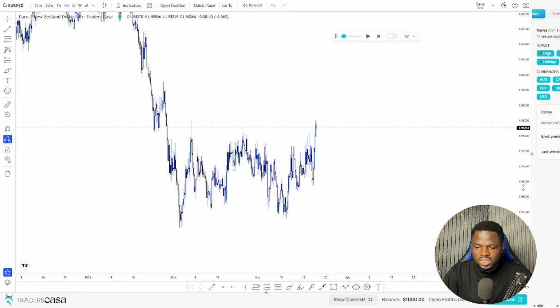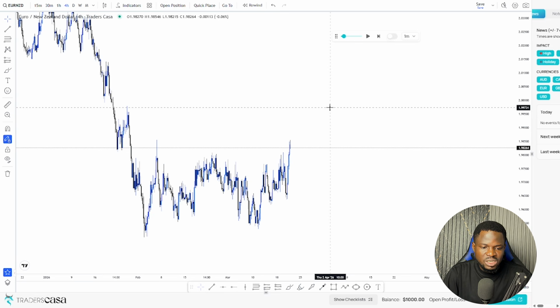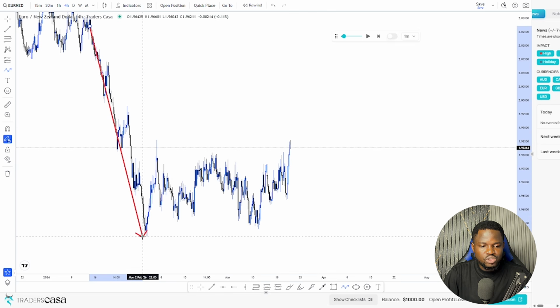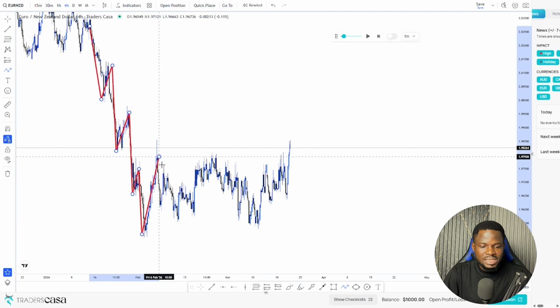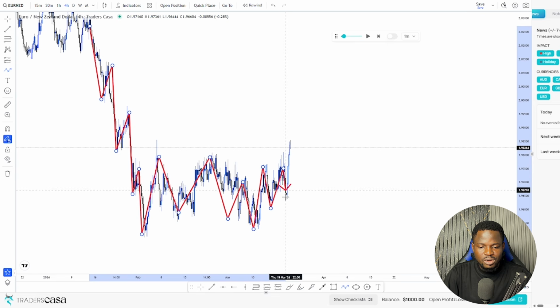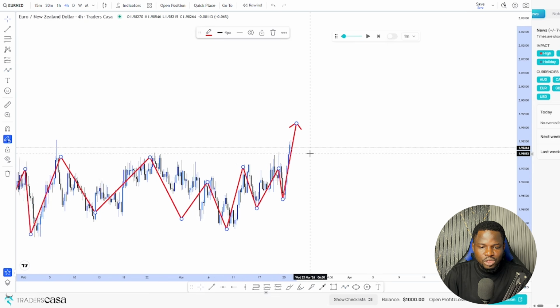Let me show you a bullish example during a bullish market condition. Looking at the structural movement on the 4-hour time frame of Euro NZD, right? The price action trended to this support zone, right? Created a lower high, lower low, lower high, lower low, lower high, lower low. Then the price consolidated for a very long time before we had this breakout to the upper side.